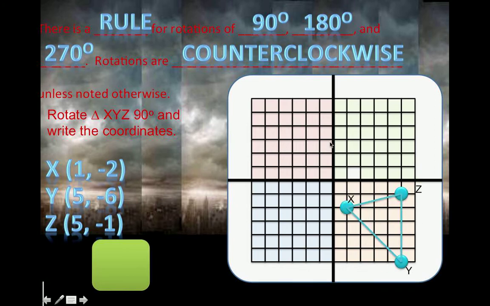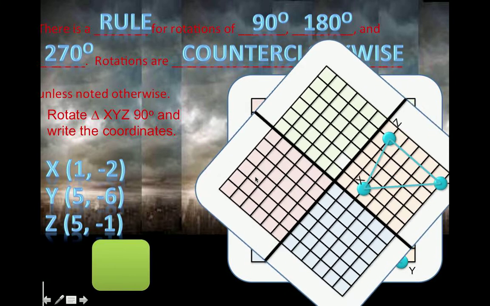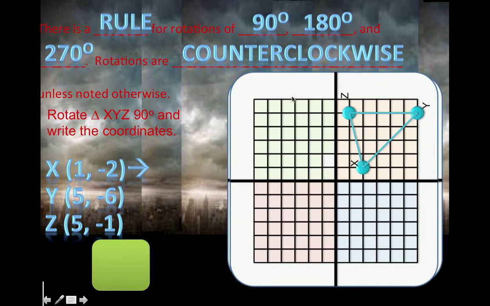All right. So we're going to spin 90 degrees now, and it's 90 degrees counterclockwise. So we're going to take this whole grid, and we're going to go ahead and spin it 90 degrees, like so. And we need to write down the coordinates now of X, Y, and Z. That's why it's super important that you're labeling. So I have X, Y, and Z labeled here.